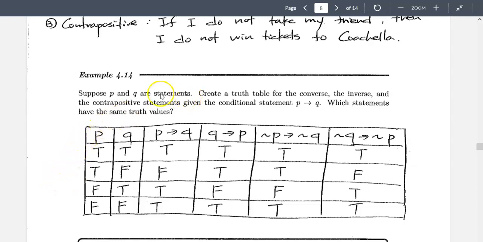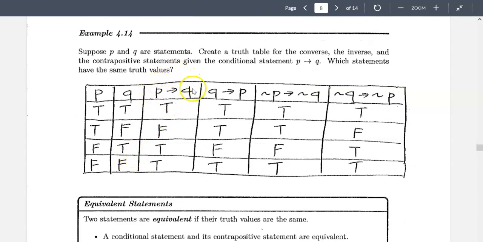Okay, so now suppose P and Q are statements. Create a truth table for the converse, inverse, and contrapositive. Which statements have the same truth value? The first one is the implication. This is the converse, this is the inverse, and that's the contrapositive. Now, which ones have the same value?